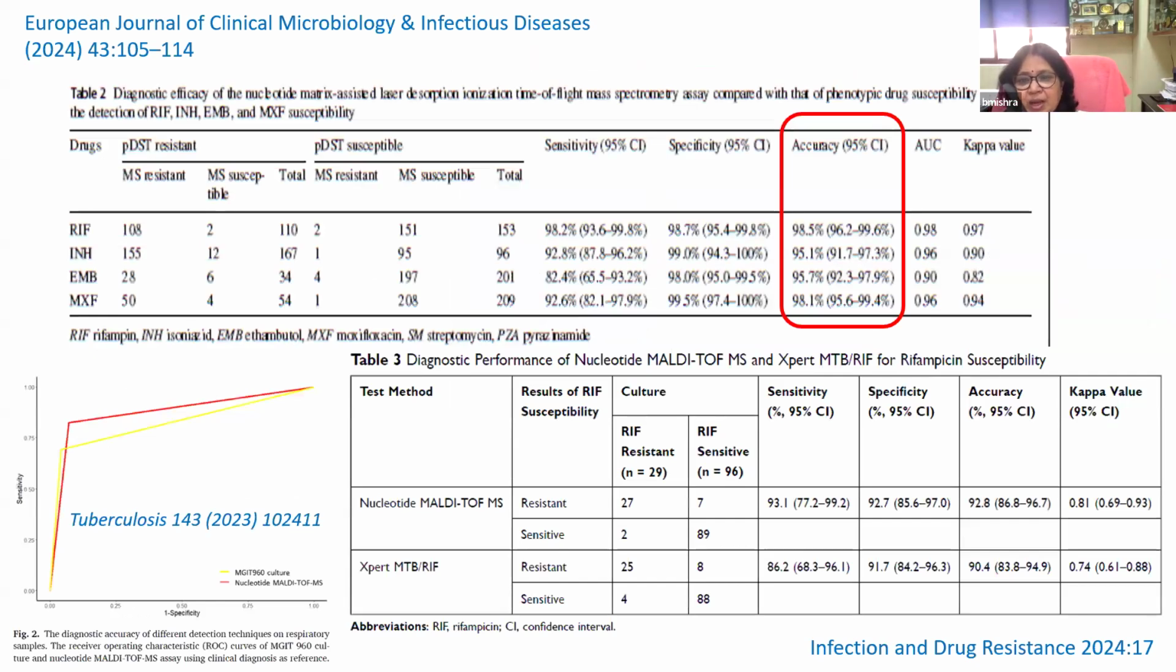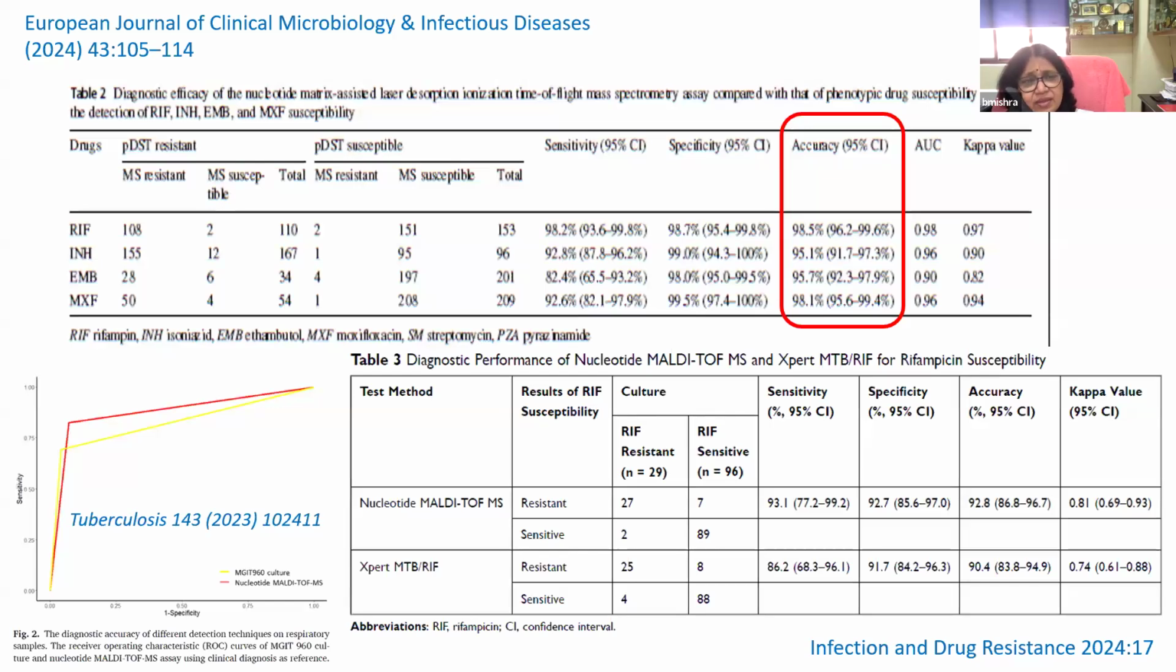If you see the first, I have kept it in the box. The accuracy is near 100% as compared to the phenotypic drug sensitivity. In the lower table, compared to Xpert MTB/RIF, the sensitivity of nucleotide MALDI-TOF has been shown to be higher. And there's a graph taking the clinical as the reference point. You can see the red line is higher as compared to the MGIT culture. So this is as compared to culture. Again, it is showing a better result.